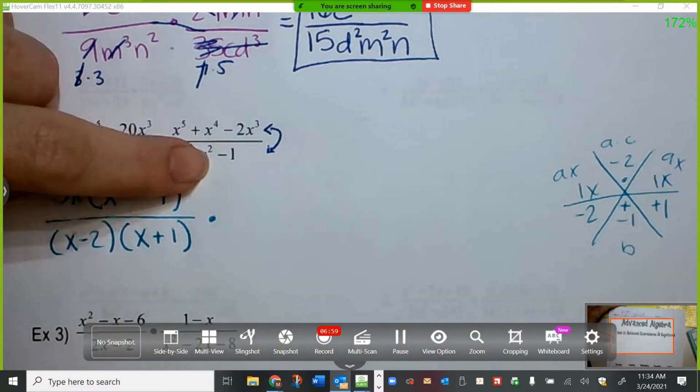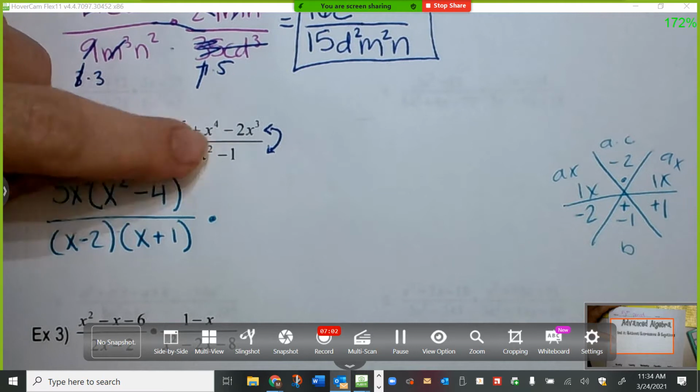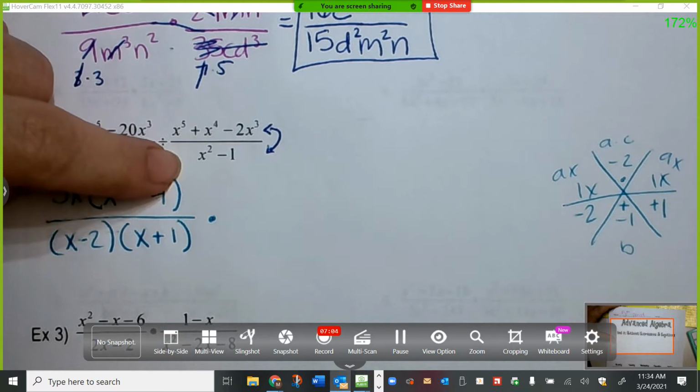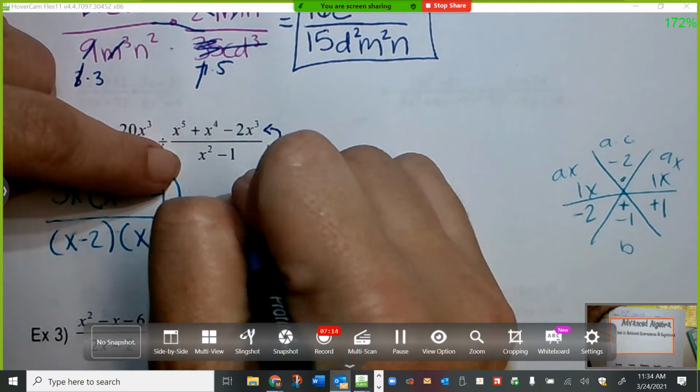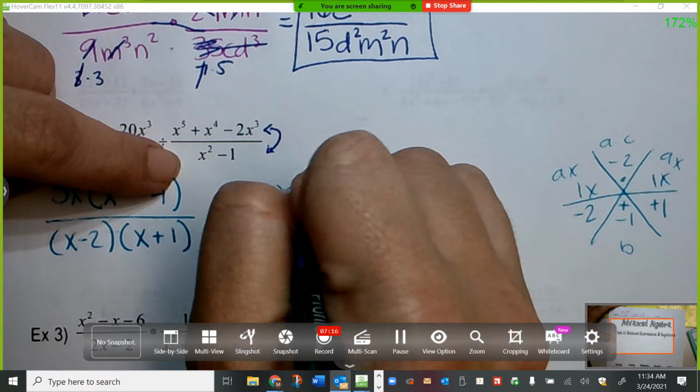And then remember, the denominator is going to become my numerator. So how do I factor x squared minus 1? Difference of squares. So what will it become? It's going to become x plus 1, x minus 1. I'm going to show you why.